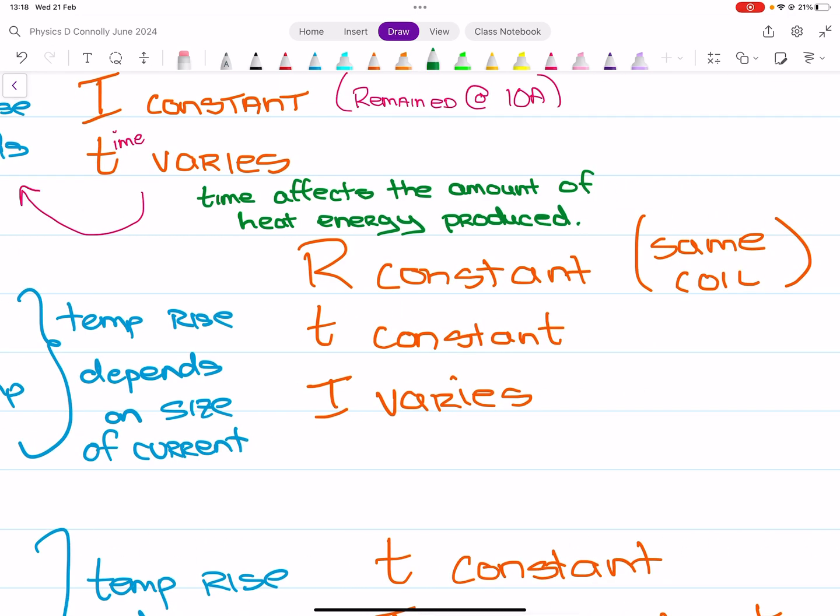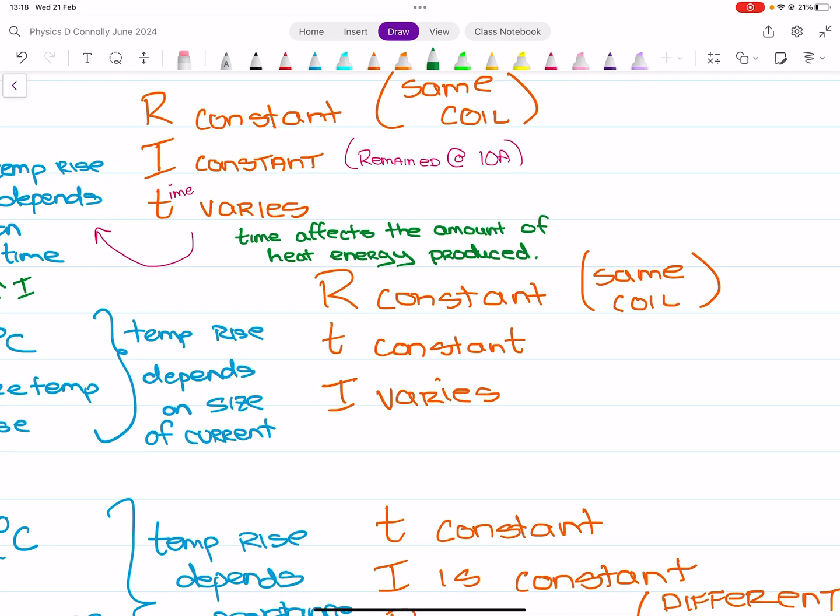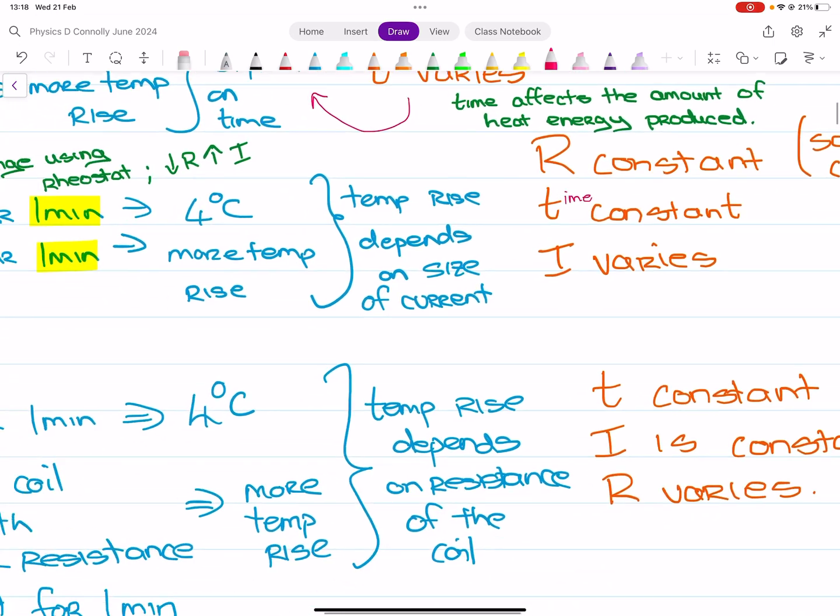And here the resistance of the coil is the same. I've not changed the coil, it's the same heating coil, so whatever it's made of, I haven't changed it. The time this time is the same. So we went for just 1 minute. What I'm varying here is the current, and when you vary the current, you get a change in temperature. So the current affects the temperature rise or the heat energy produced.